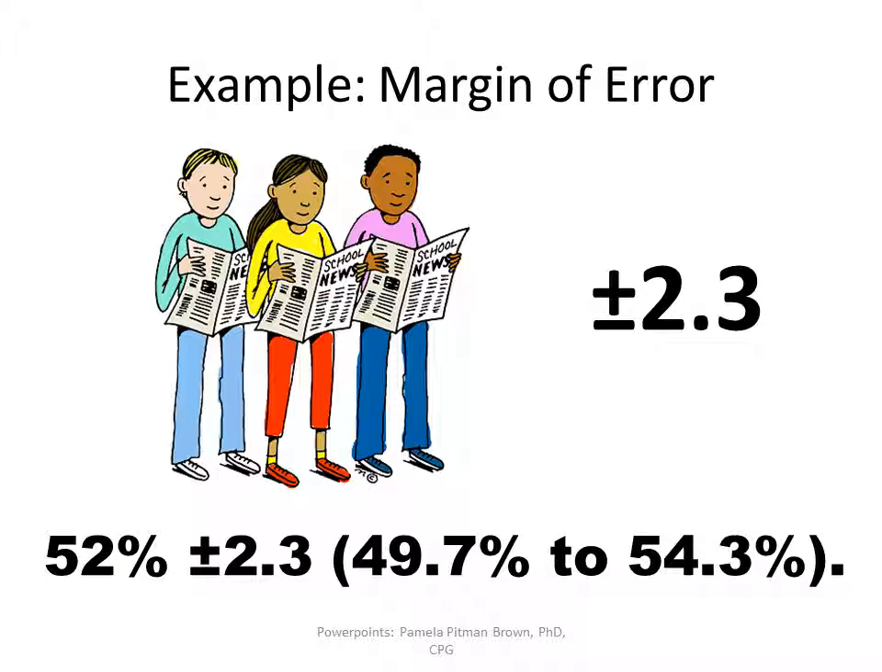When we're talking about the margin of error, a newspaper might have reported that 52% of the respondents in a national poll believed the economy was improving. If we look at a footnote in the poll, it might indicate the margin of error was plus or minus 2.3. What this means is the pollster was confident that the true percentage for the whole population was within 2.3 percentage points of 52%, which makes that percentage range anywhere from 49.7% to 54.3%.